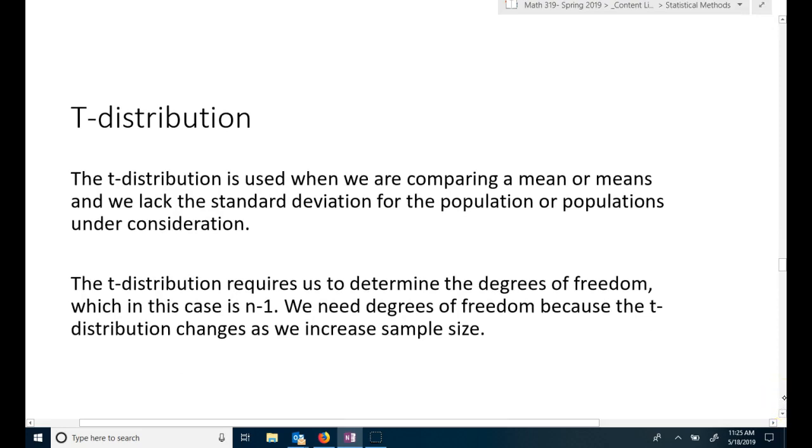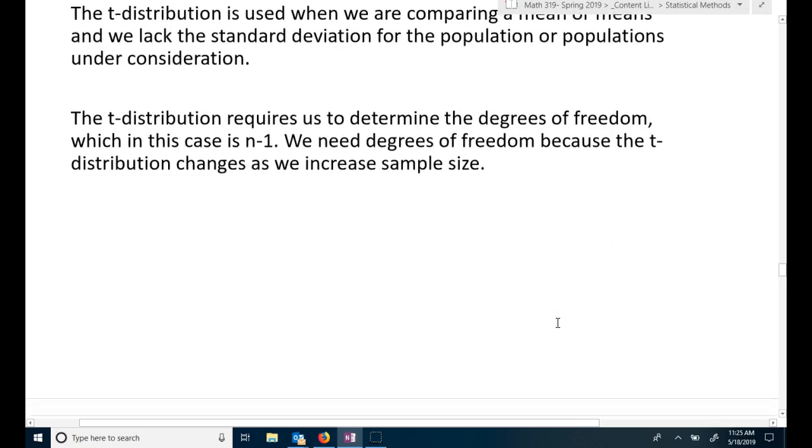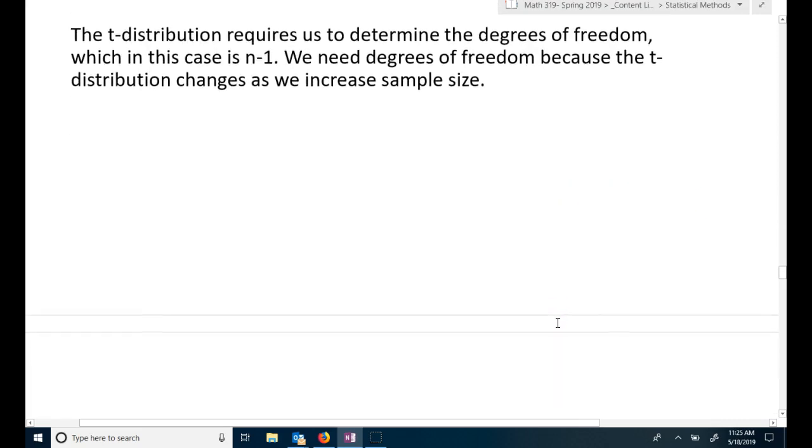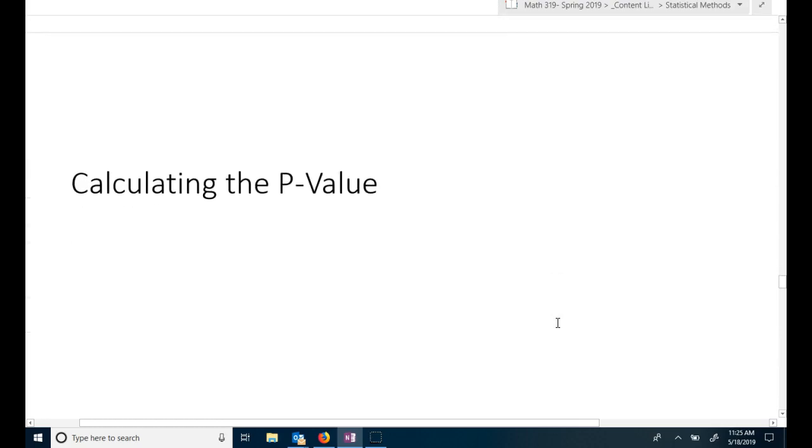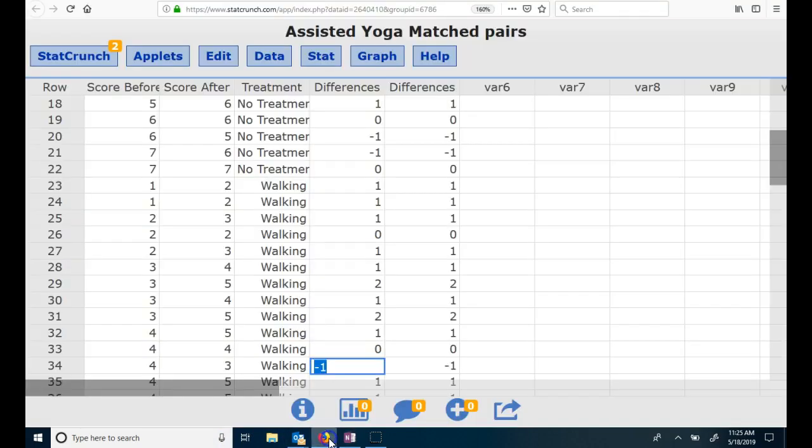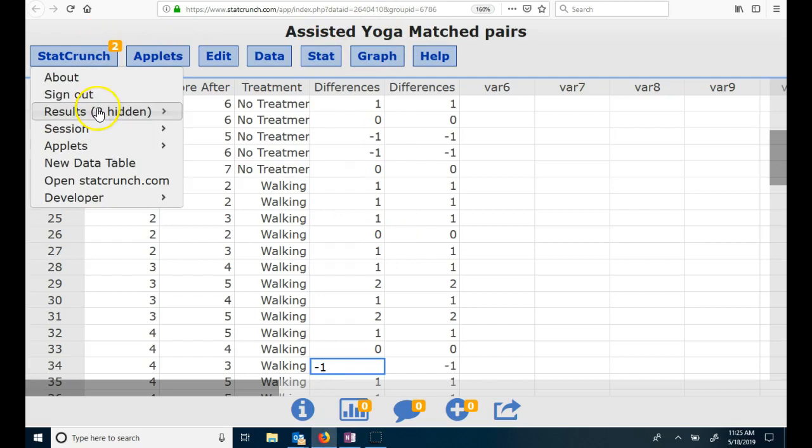All right. Now what we do is we're going to end up putting this onto that t distribution that we talked about in class. Okay? So it requires us to determine our degrees of freedom, which in this case might be n-1. Okay? Calculate our p-value, so that's p, like I said before, p was less than 0.0001, right? And let's take a look now at our printout.